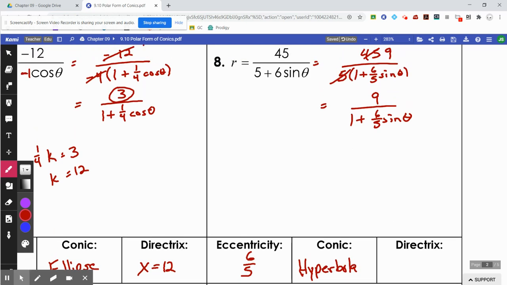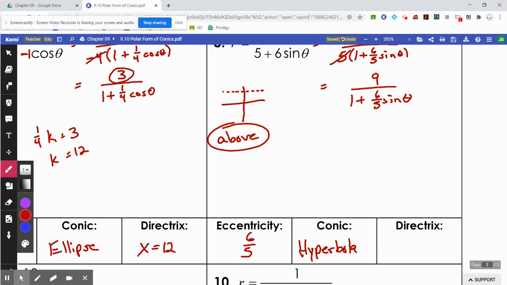Let's figure out where the directrix is going to be. Since it's a positive sine, again, sine values are y values. So that's going to be above, since it's a positive sine. So I'm going to put above there. Your directrix is above the pole.